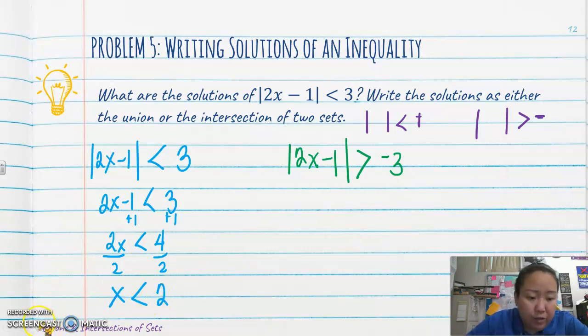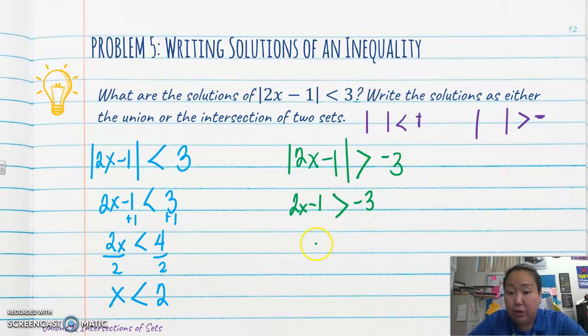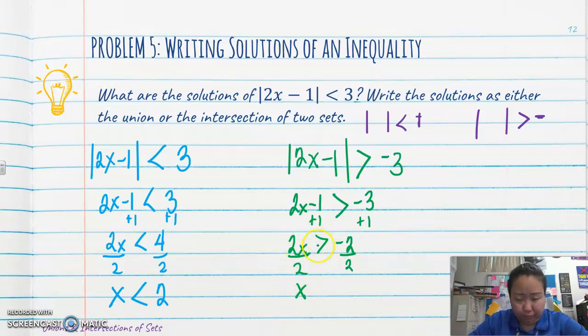For the negative version, we will have 2x minus 1. This time it's going to be greater than negative 3. We follow the same steps. Add 1 on both sides. You have 2x is greater than negative 3 plus positive 1, that's negative 2. Divide again by 2 on both sides. So we have x is greater than negative 1.